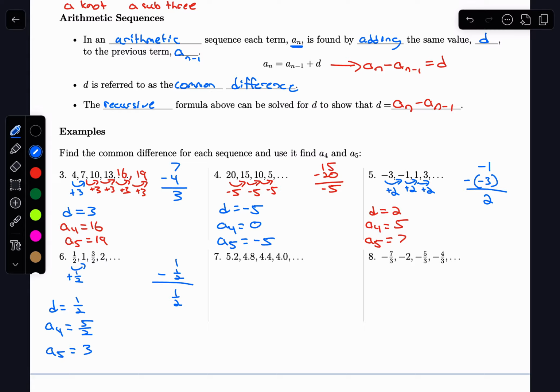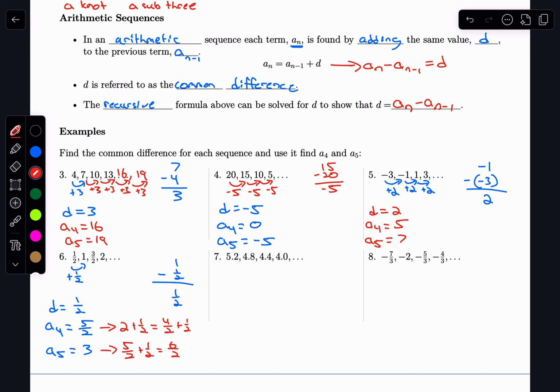So just to be clear, I'm going to write those out in a little bit more detail. I got a sub 4 by doing 2 plus 1/2, and 2 plus 1/2 is the same as 4 over 2 plus 1 over 2, so that's 5 over 2. For the one after that, I took 5 over 2, and I added 1/2 again, which gave me 6 over 2, but 6 over 2 reduces to be 3.